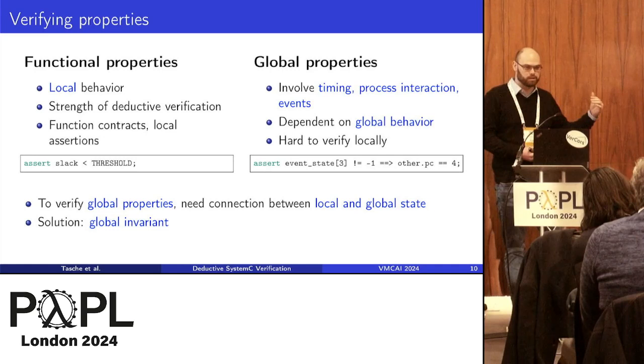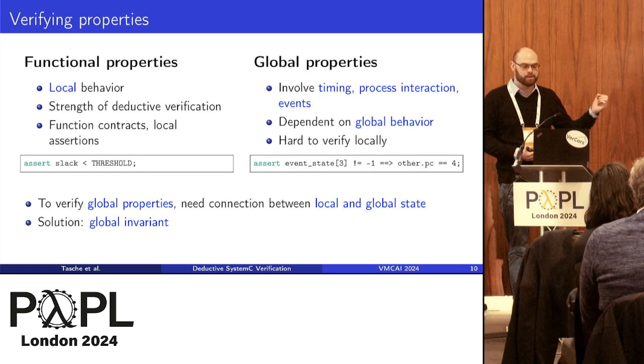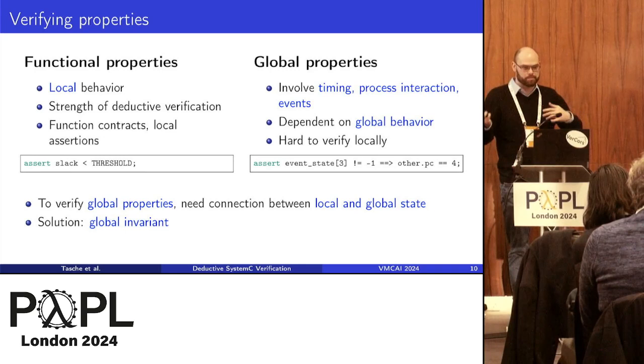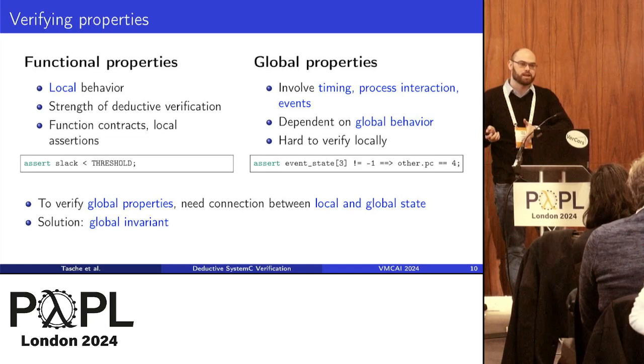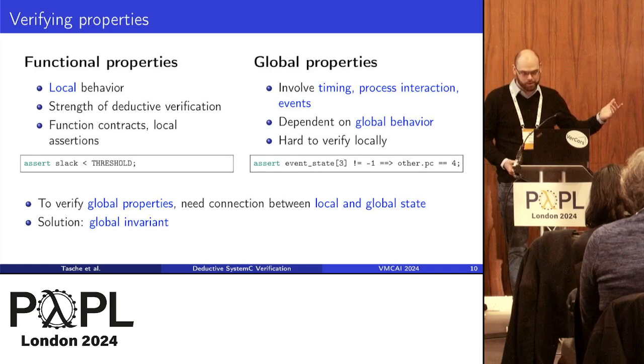And the solution for this that we've come up with is to define a global invariant that we associate with a global lock, so that at every point at which a process releases the lock, and so there might be interleaving between processes, this global invariant needs to hold. And every time a process acquires the lock and is able to execute, the prover knows that now the global invariant holds and it can deduce something about the state of the program.